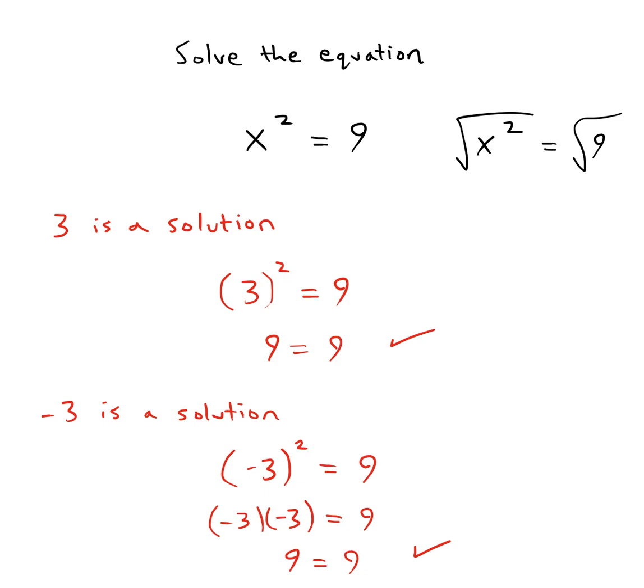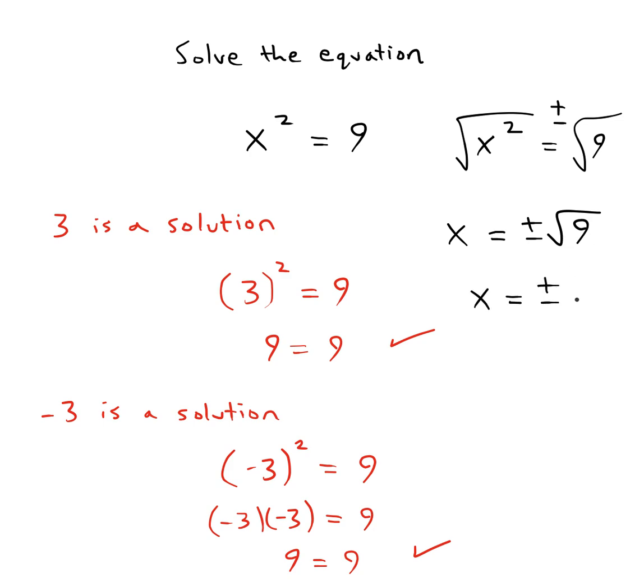So in order to address this issue, anytime we take a square root of both sides of an equation, we want to put plus or minus on one side of the equation. And so we should say now that x equals plus or minus radical 9, not just radical 9. Makes it clear that there are potentially two solutions.